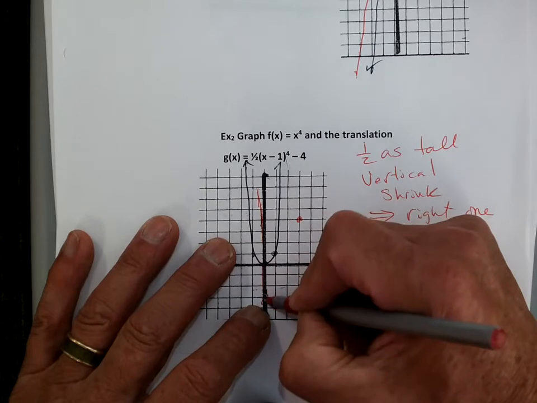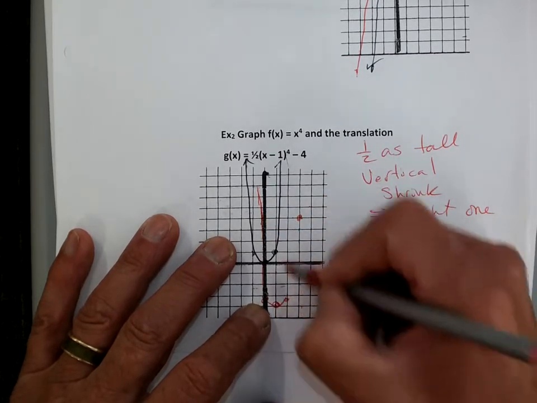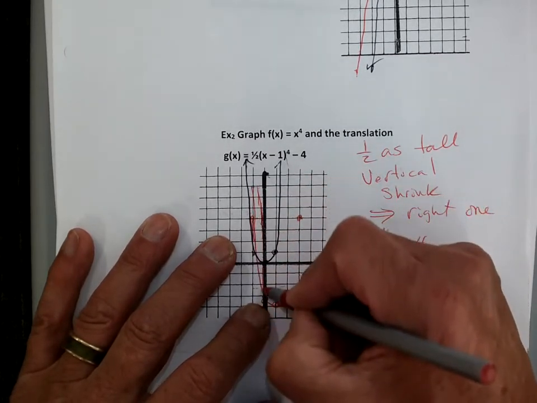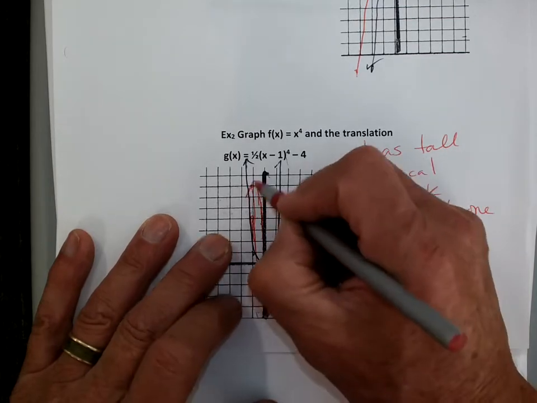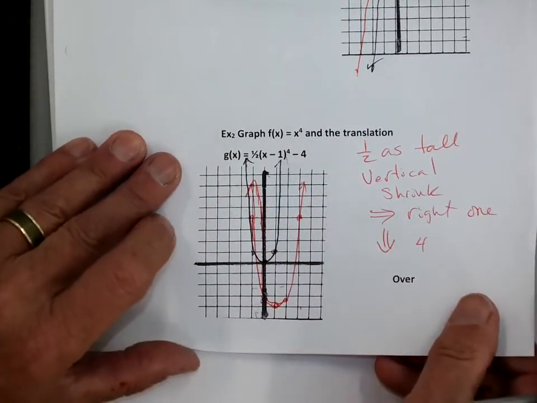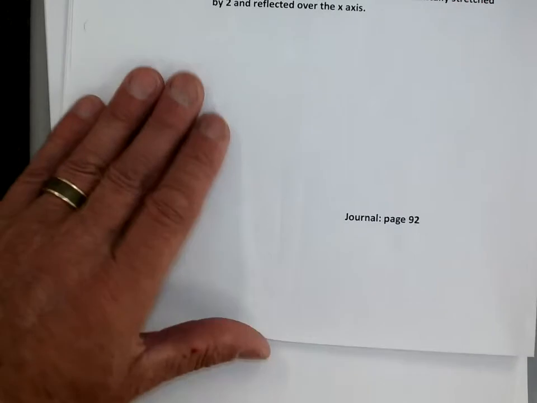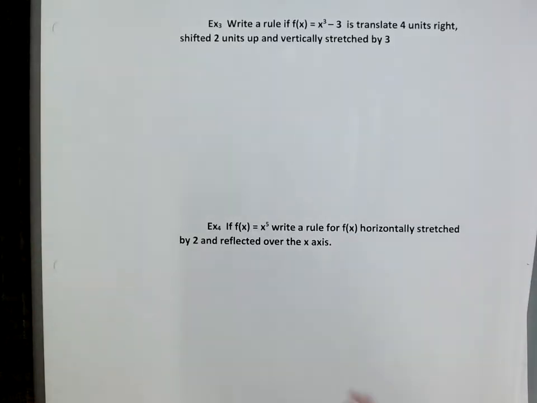And again, I'm not against you guys using Desmos to get these, okay? All right, not too bad. Shift it over, okay? Okay, so write a rule.